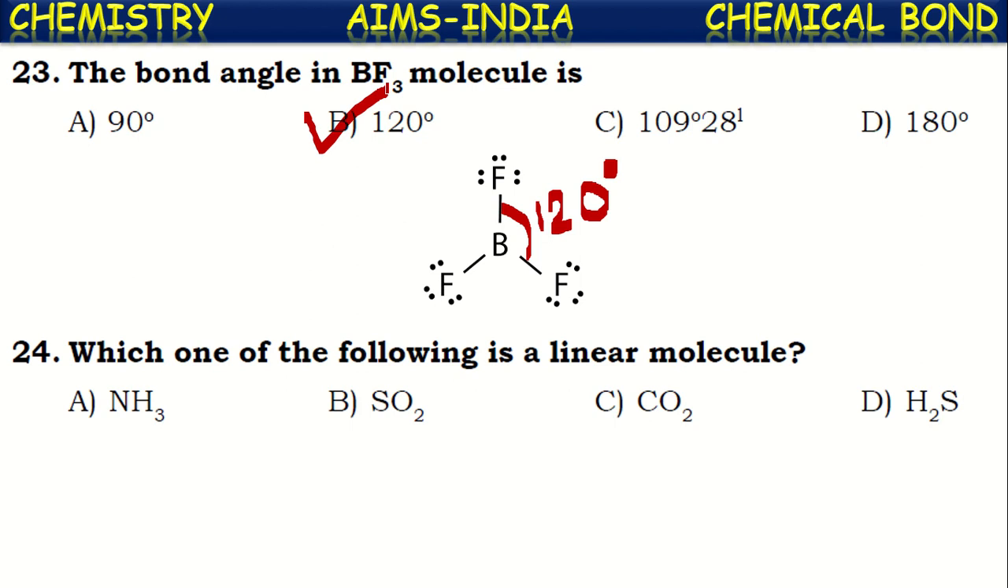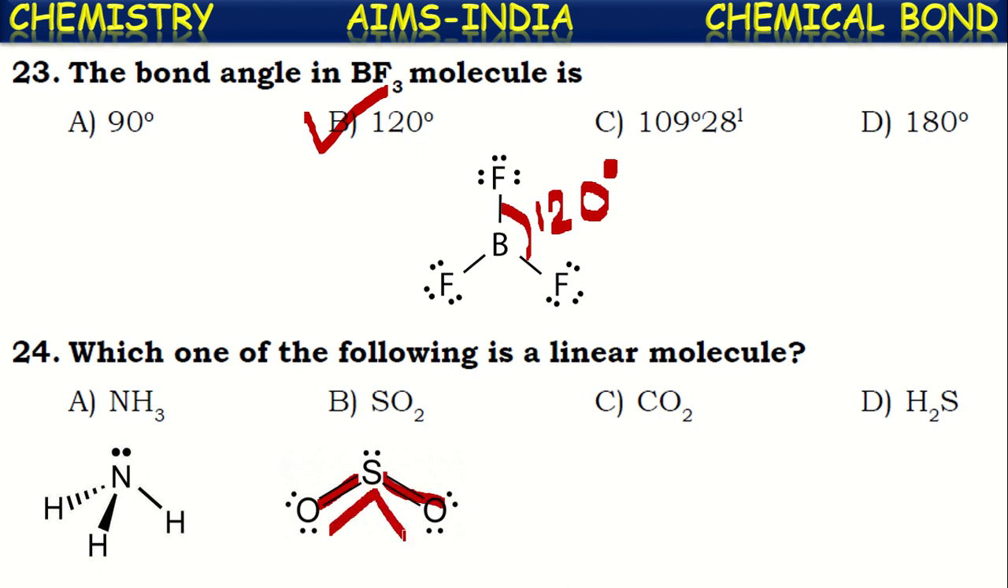Next, which one of the following is a linear molecule? To be linear, what should be there on the central atom? There should be two bond pairs and no lone pairs. Let us observe the structures of these molecules once. Ammonia molecule has three bond pairs, one lone pair. So the shape will be pyramidal, trigonal pyramidal it is called. And if you see sulfur dioxide molecule, in that there are two bond pairs and one lone pair. So the shape will be bent.